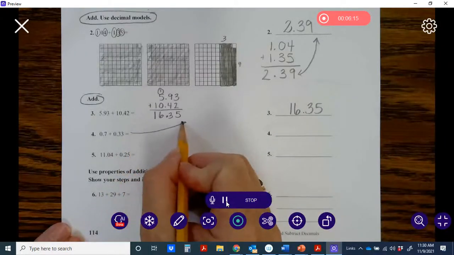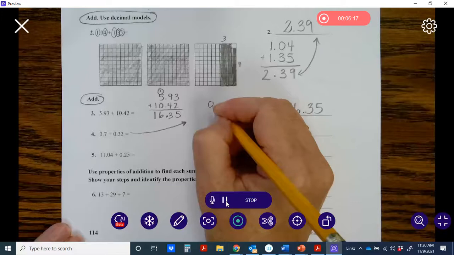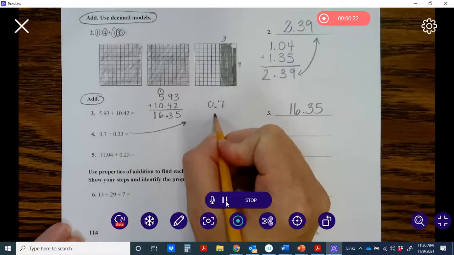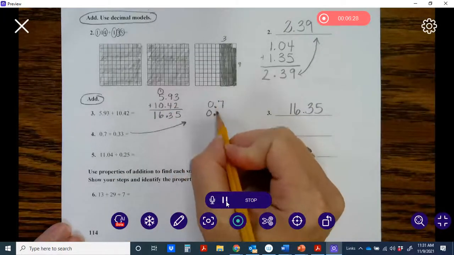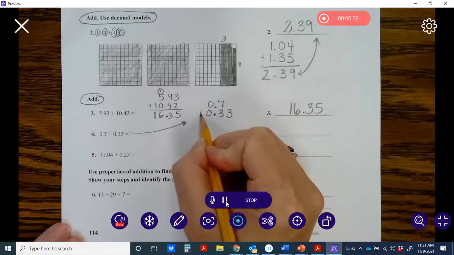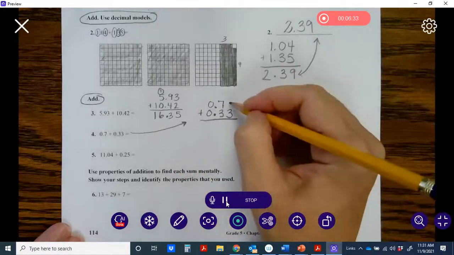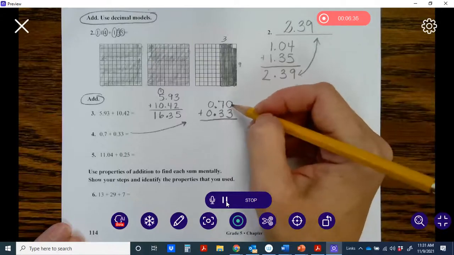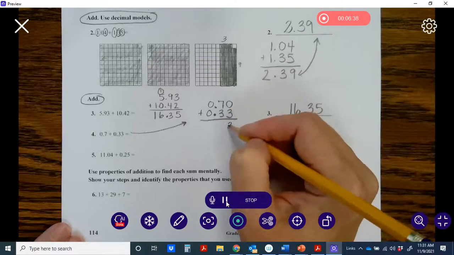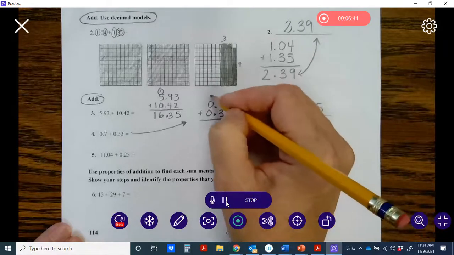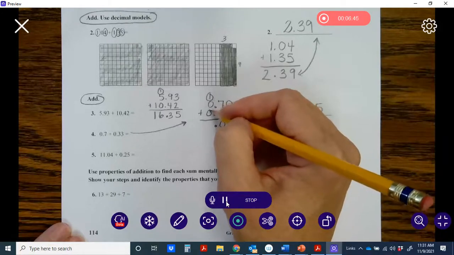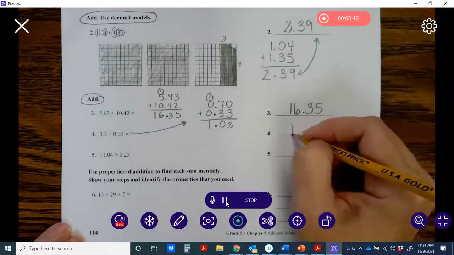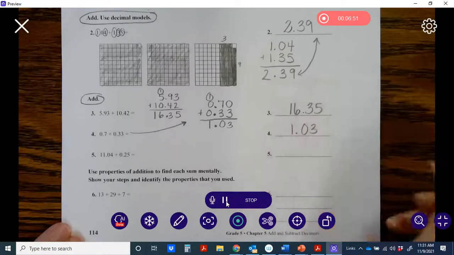Our next problem is 7/10ths. And I'm going to put my decimal point underneath this decimal point for my next number. And then I'm going to write my number on either side. 0, 3, 3. I have to add a 0 as a placeholder. 0 plus 3 is 3. 7 plus 3 is 10. Carry the 1. Bring down the decimal point. 1 plus 0 is 1. So I have 1 and 3/100ths.